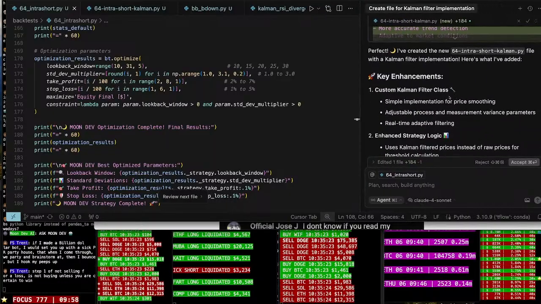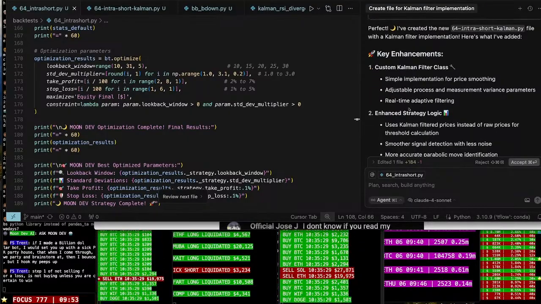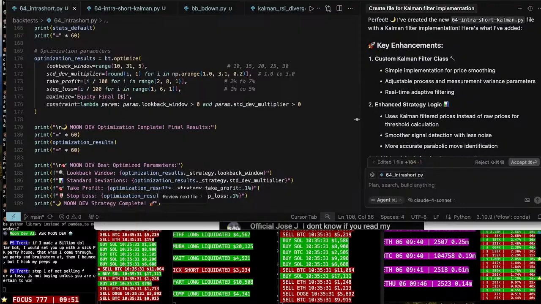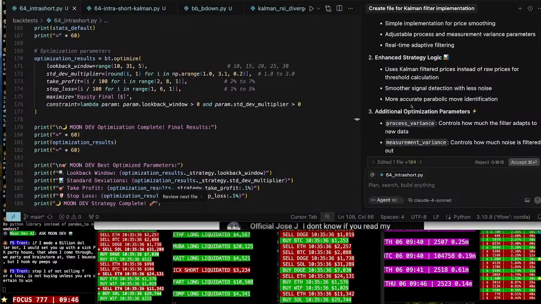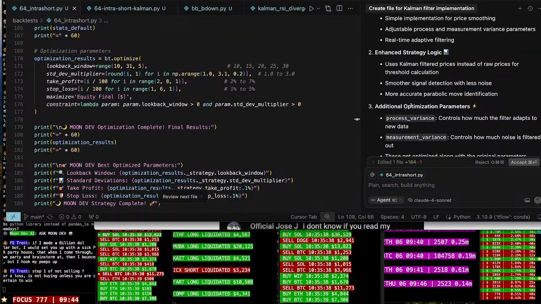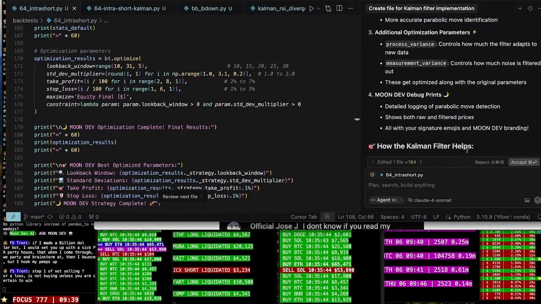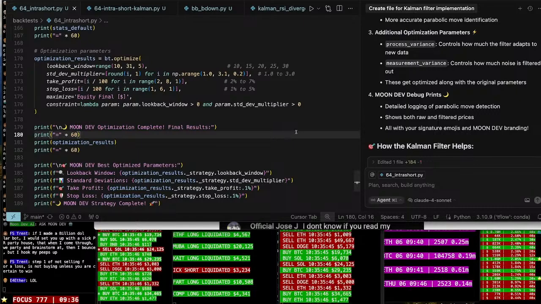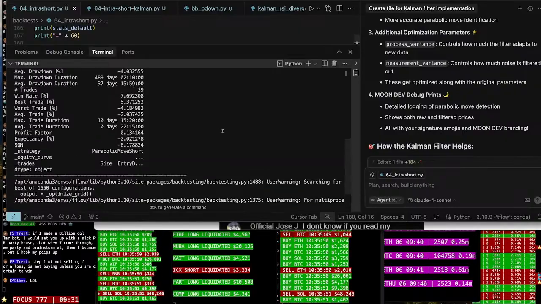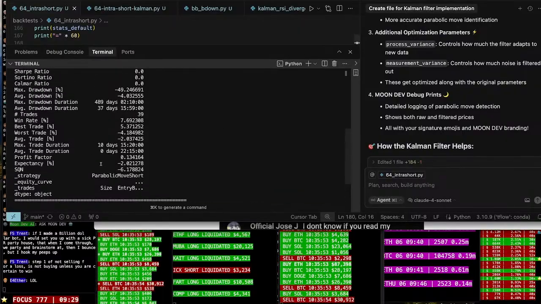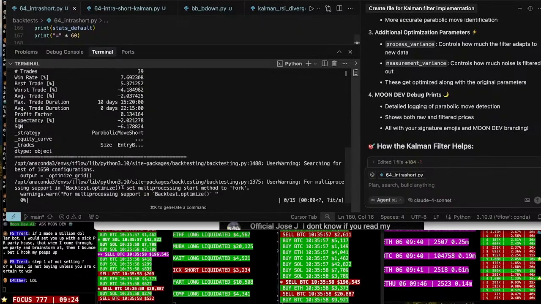Okay, so they've created a new one: custom Kalman filter, simple implementation for price smoothing, adjustable process and measurement variance parameters, real-time adaptive filtering, enhanced strategy logic, uses Kalman filter prices instead of raw prices for threshold calculations, smoother signal detection with less noise. Okay, let's go ahead and see it, dude. Okay, so this did not improve it, unfortunately. But let's see how it does with the optimization.